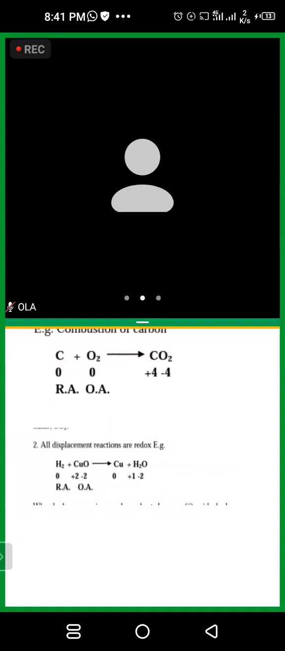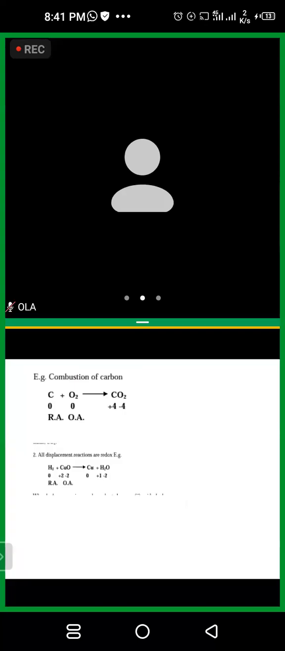Next example: hydrogen reacting with copper oxide. Copper oxide is +2, oxygen is -2. Now we have hydrogen reacting with oxygen. Because there will be 2 atoms of hydrogen, that will be +2, and oxygen being -2 will cancel itself out. So +2 and -2 is 0. It cancels itself out. So that's the oxidation and reduction.